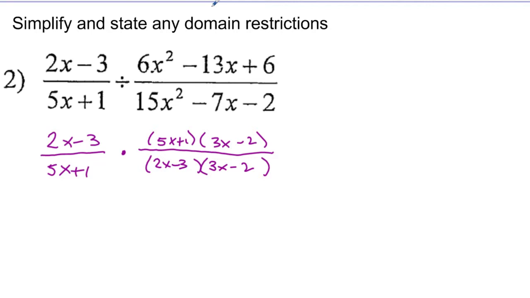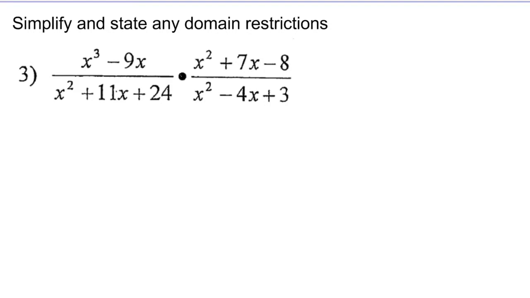This is actually a very unique problem because watch what happens. I have a 3x minus 2 and a 3x minus 2. I have a 5x plus 1 in the denominator and a 5x plus 1 in the numerator. I have a 2x minus 3 and a 2x minus 3. Everything canceled, and this became 1, and this became 1, and my answer is 1. So this is a case where I divided and everything went away, and that could potentially happen. We went through the process correctly: we flipped over the second fraction, we factored, we canceled, and everything's gone. My answer is 1.